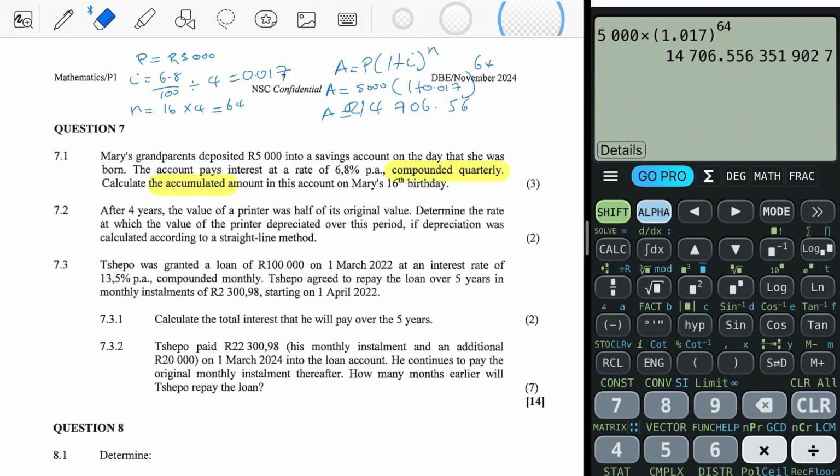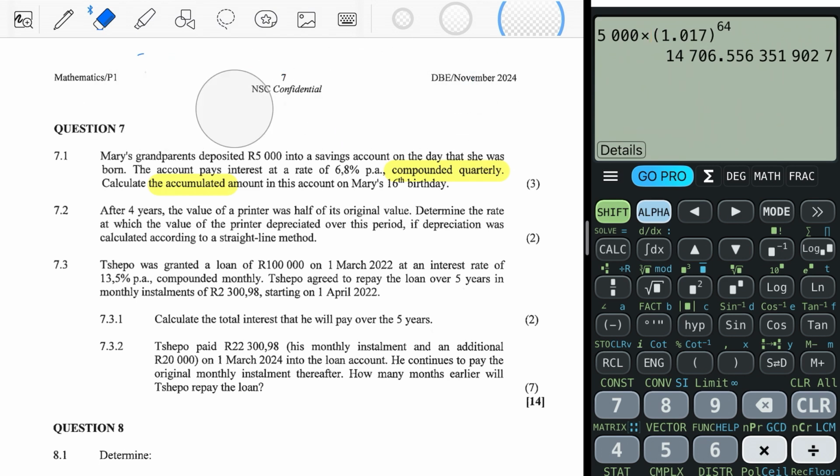Let's go to 7.2. We're going to look for these key words together, don't worry. They say after 4 years, the value of a printer was half of its original value.